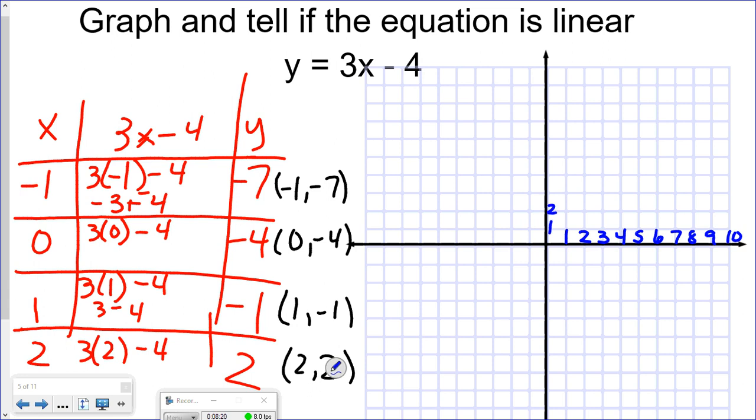1, 2, 3, 4. Okay. 1, 2. Okay. -1, -2, -3. There you go.